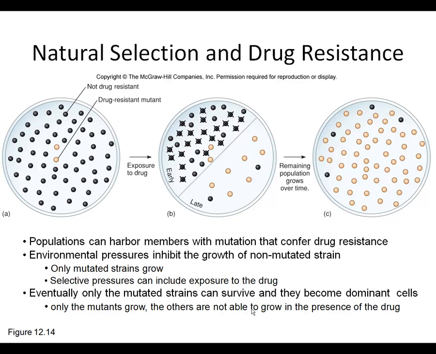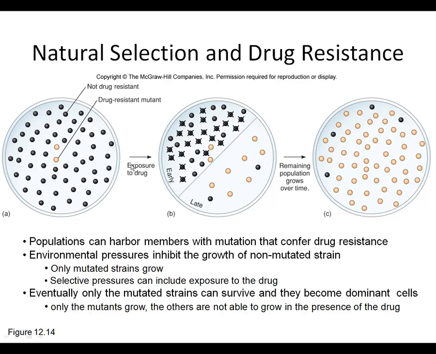When we talk about the natural selection of drug resistance, basically what we're saying is that within a population of bacteria, you have members that harbor a mutation that is going to confer drug resistance. So if we look at our picture here, all of these dark cells are non-drug resistant, but we just have a couple that have that drug resistant mutation. With some sort of environmental pressure, you're going to inhibit the growth of all of the non-resistant strains, and only the resistant ones will grow.